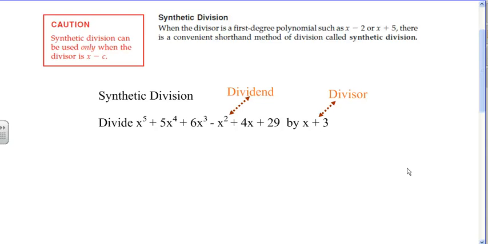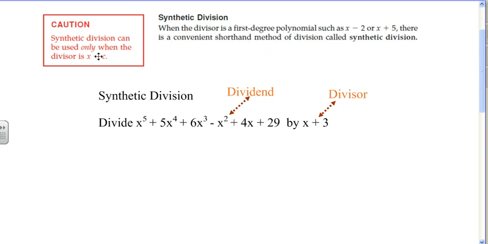Hi, this is Mr. Coffee, and today we're going to talk about division of polynomials. There are two different ways to divide polynomials: long division and synthetic division. When the divisor is a first degree polynomial such as x minus 2 or x plus 5, there's a convenient shorthand method of division called synthetic division.